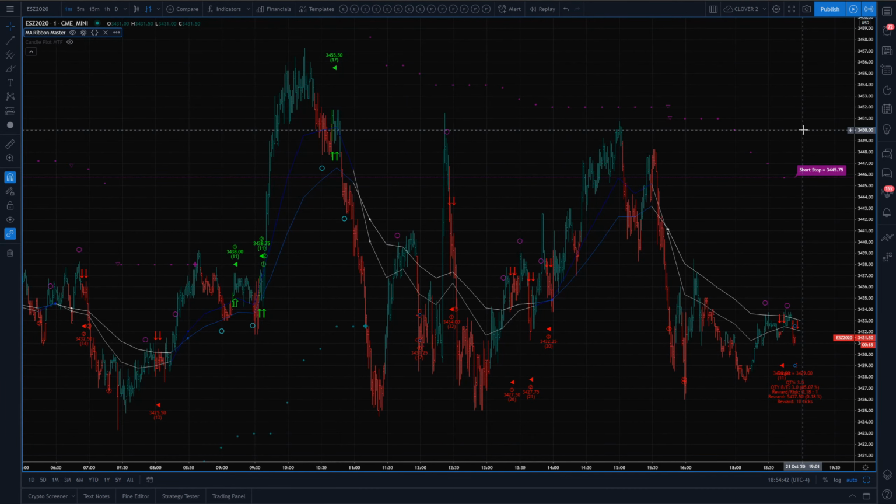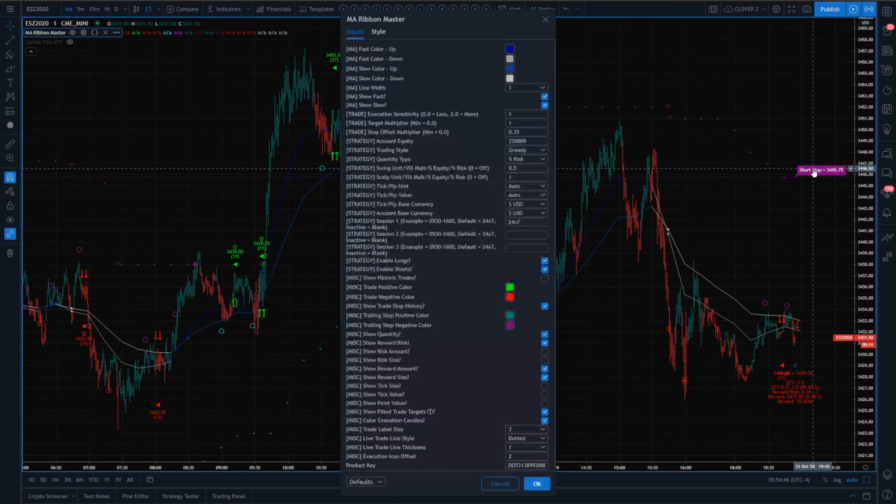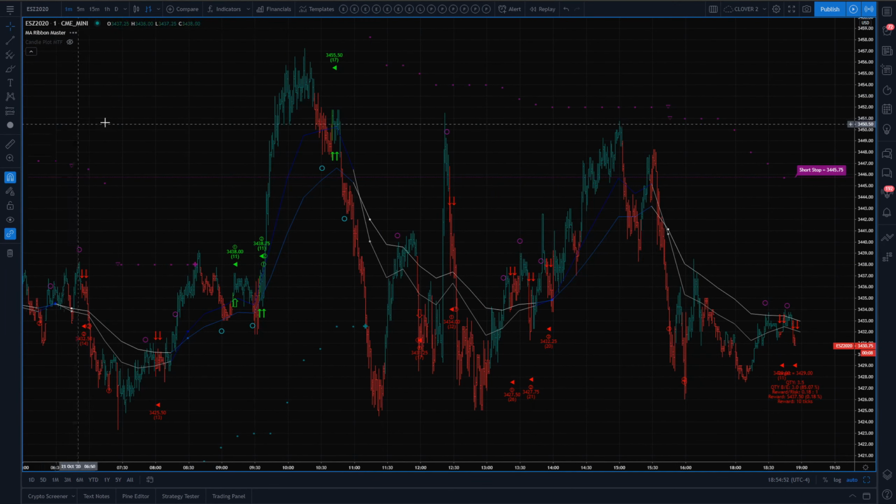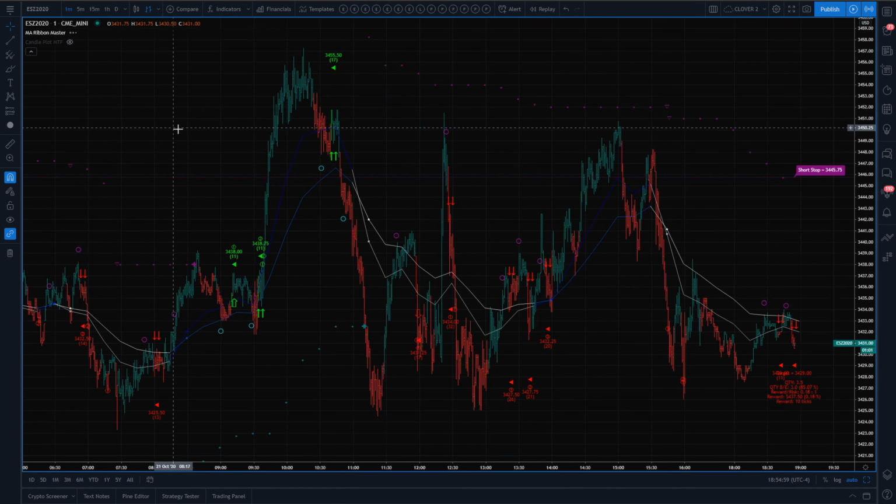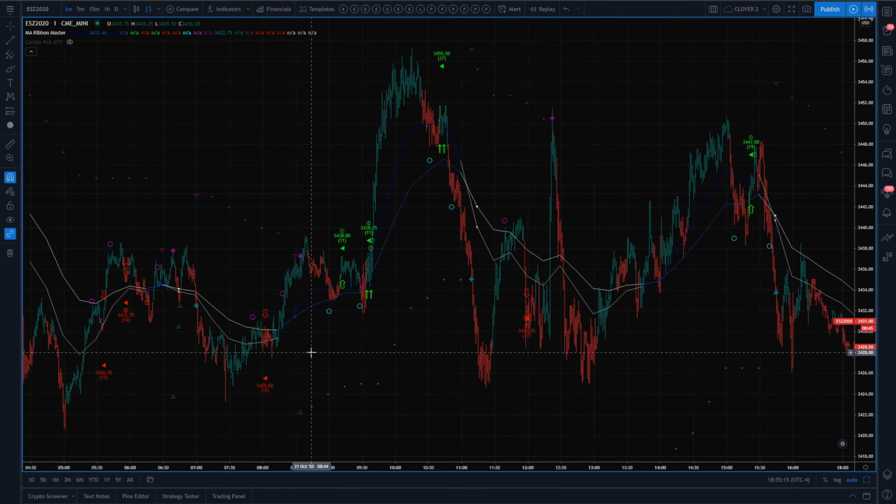The volatile trading type or trading style, if I turn this on and wait for it to load, this is going to capitalize on a fast shifting market. This trading style allows you to get stopped out very easily, and the trend direction changes according to just the EMA trend direction.